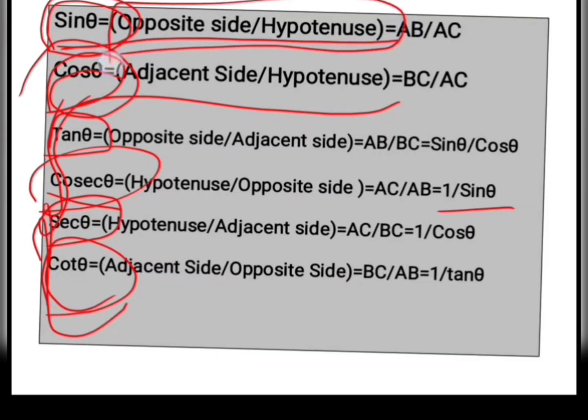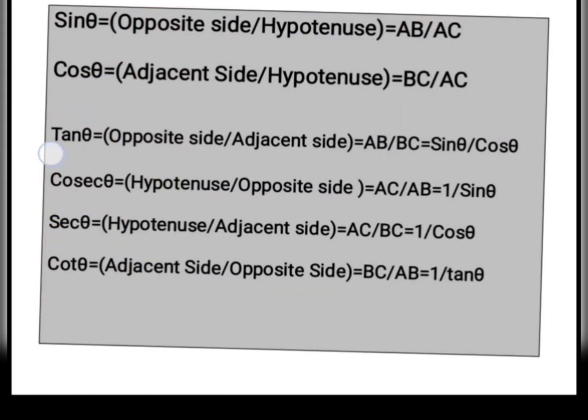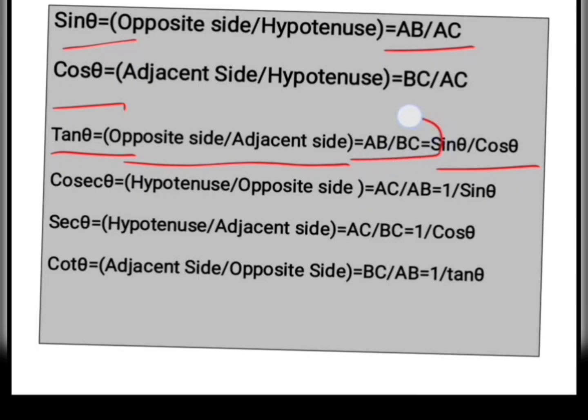First, we have to definitely keep in our mind sin theta is opposite side by hypotenuse. If you make a mistake in this, then everything goes wrong with your calculations. Let's learn clearly. Tan theta is sin theta by cos theta, opposite side by adjacent side. When you divide these two, you will get AB by BC.